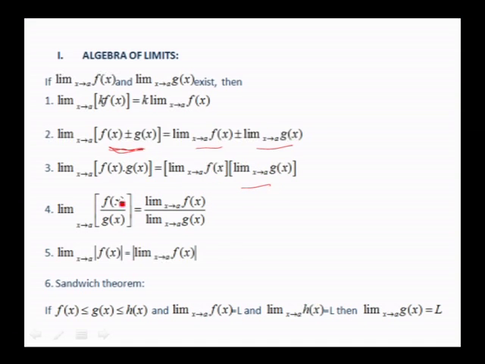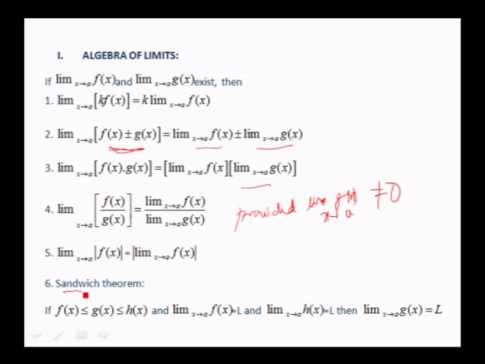If you have the limit of f(x) by g(x) as x tends to a, then you can write it as the numerator limit of f(x) as x tends to a over the limit of g(x) as x tends to a, provided, of course, that the limit of g(x) as x tends to a is not equal to 0. The denominator should not be 0. And the limit of mod f(x) is the modulus of the limit of f(x). You can take that modulus outside and write it in this form.